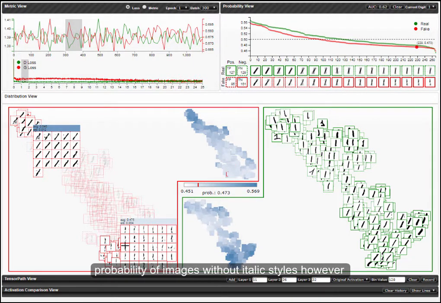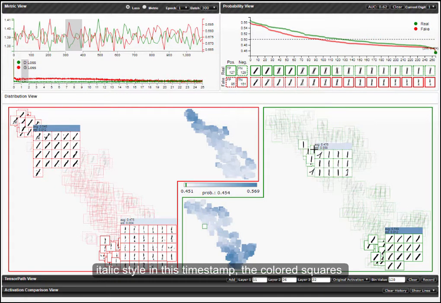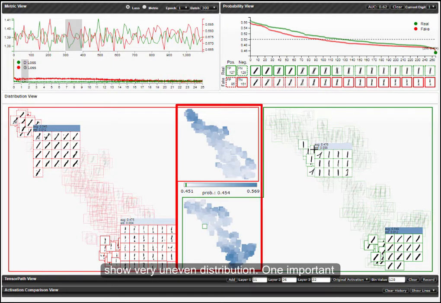The probability of images without italic styles, however, is very low. The same is also true for the real data. As the discriminator is very biased toward the italic style of this timestamp, the colored squares show very uneven distribution.